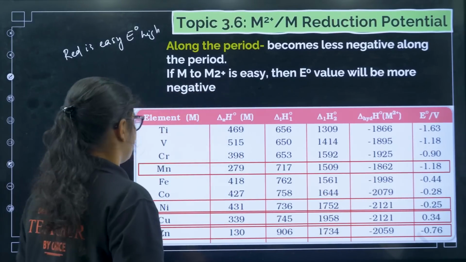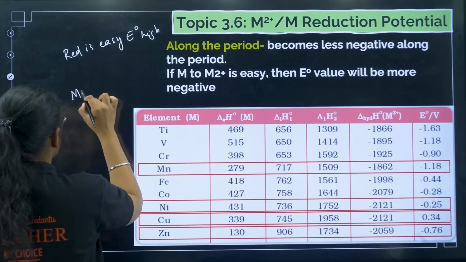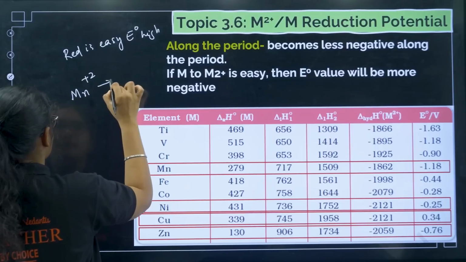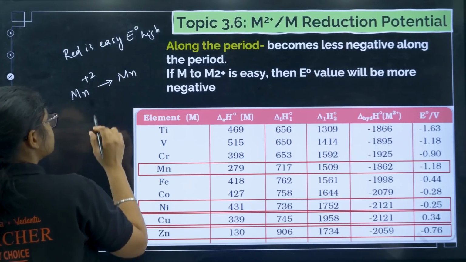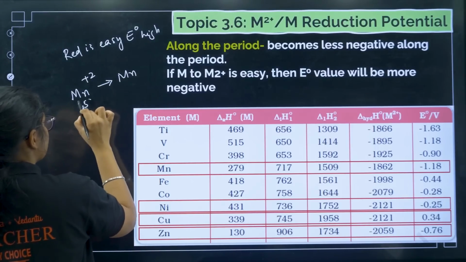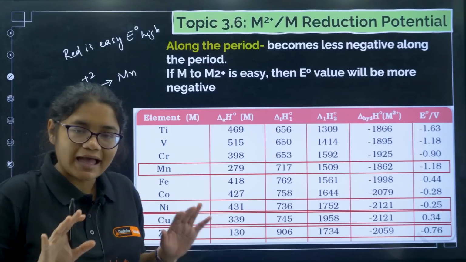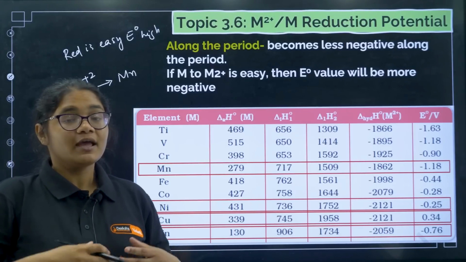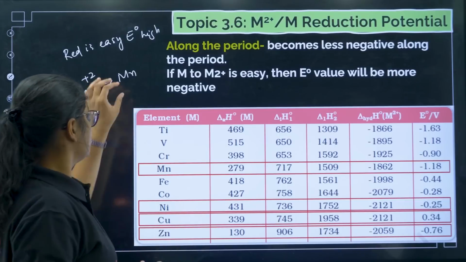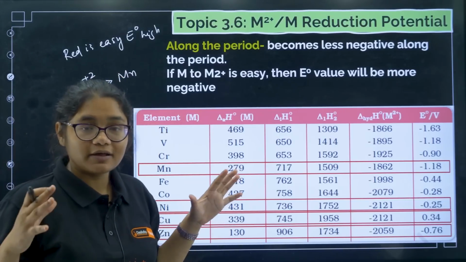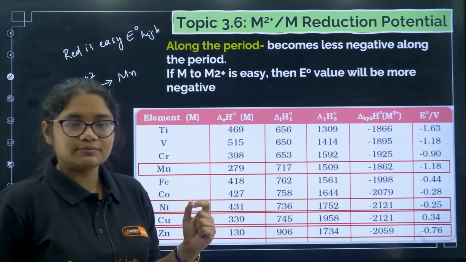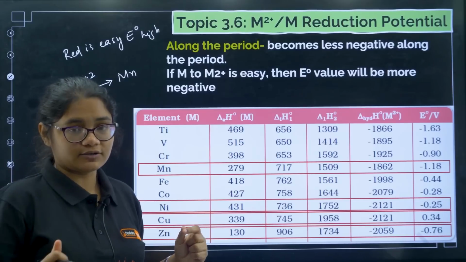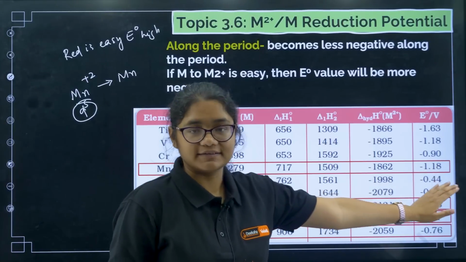Why is it difficult? Very simple. What are you actually reducing? Mn2+ to Mn, right? Here I have already told you this is a stable d5 configuration. It is very happy in its d5 configuration. If you forcefully take it to the Mn state, it is not happy with that, right? So that is why it shows resistance to reduction and the reduction value decreases here.